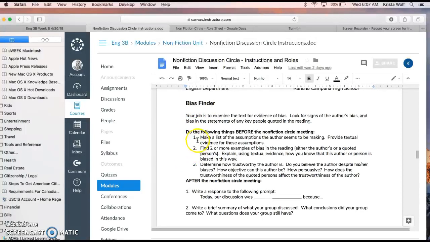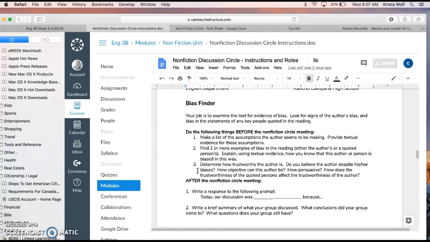Okay, so again, your questions were: make a list of the assumptions the author seems to be making, provide text details for these assumptions. Find 2 or more examples of bias in the reading, either the authors or quoted persons. Explain using text evidence how you know this author or person is biased in this way. And then determine how trustworthy the author is. Do you believe the author despite his or her biases? How objective can this author be? How persuasive? How does the trustworthiness of the quoted persons affect the trustworthiness of the author?